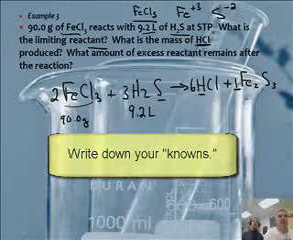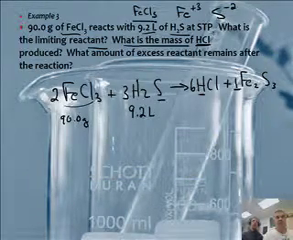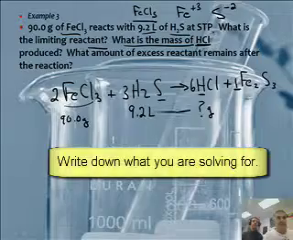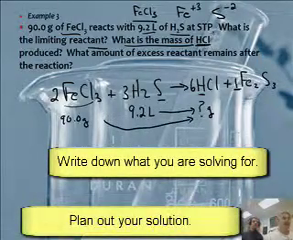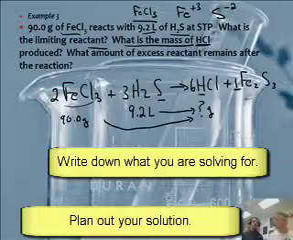It says, what is the limiting reactant? But actually, it's almost better to ask this question: what is the mass of HCl first? So I'll say question mark grams. We're going to convert liters of this to grams of this, grams of this to grams of this. Lowest one wins. Let's go.